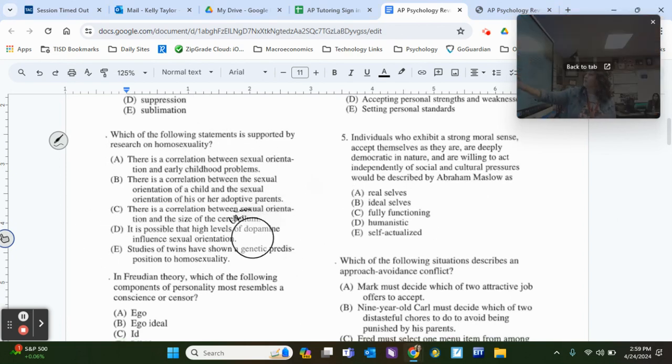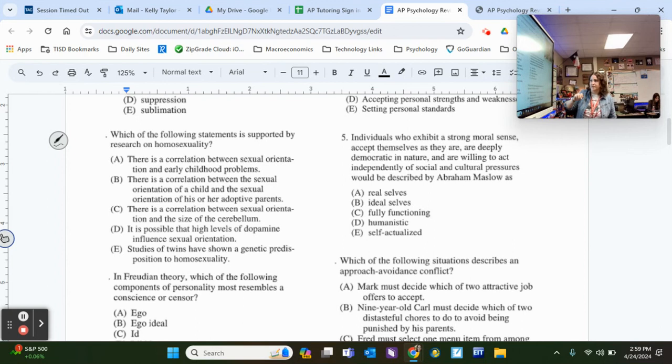All right. Which of the following is supported by research on homosexuality? Does anyone know what the correct answer is? Okay, so you are remembering something slightly wrong. The cerebellum is that lower part of the brain. It's balance and coordination. What you were thinking of was the corpus callosum. Corpus callosum would have been right. So it's not C, because if it said corpus callosum, 100% that would have been right. It's E. It is E.